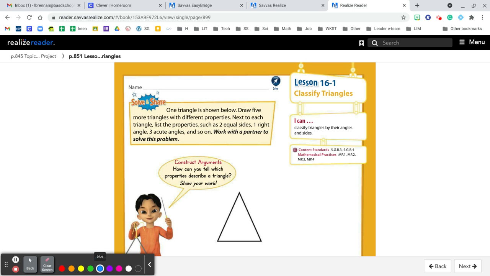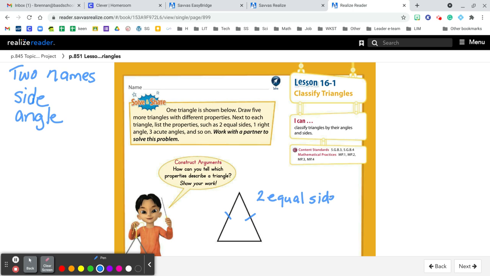So all triangles have 2 names. They all have 2 names. One name is the side name, and one is the angle name. So in this triangle that's shown in the image, we have 2 equal sides. So that has 2 equal sides.